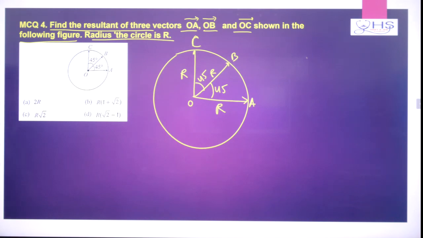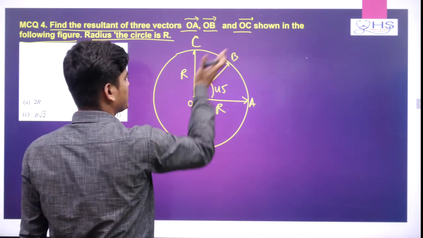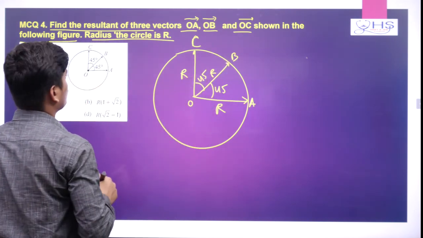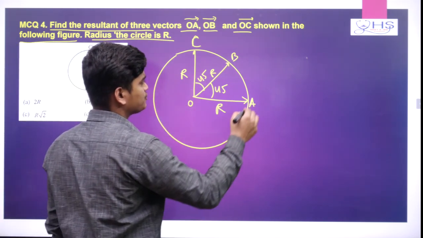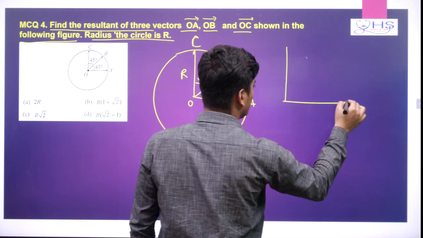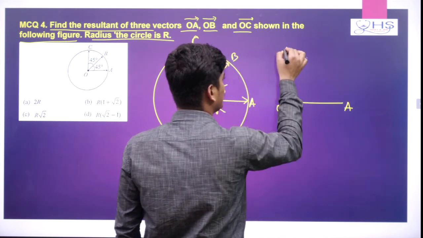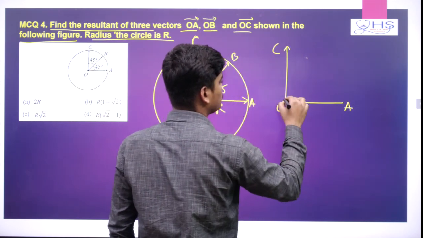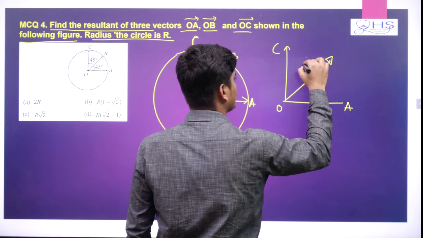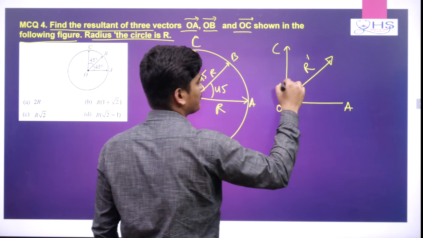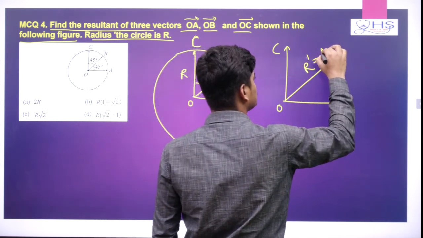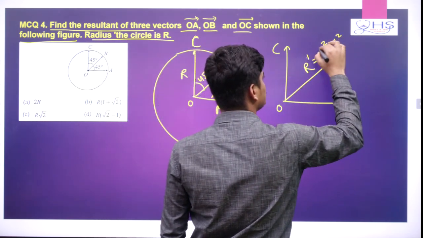Now if you need to find the resultant vector, they are asking to combine three vectors. How to combine three vectors? First you see OC and OA. OC and OA are perpendicular to each other. If I combine them, then the resultant will come this way. This is the resultant I am writing, suppose r prime. The resultant is nothing but the square root of A square plus C square.